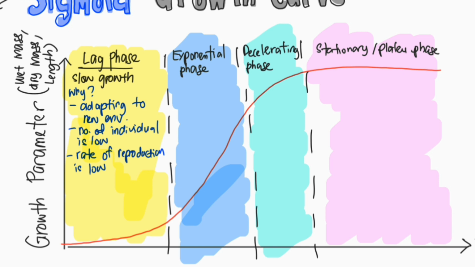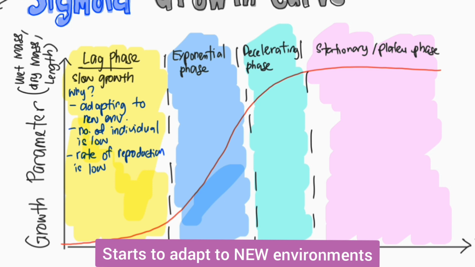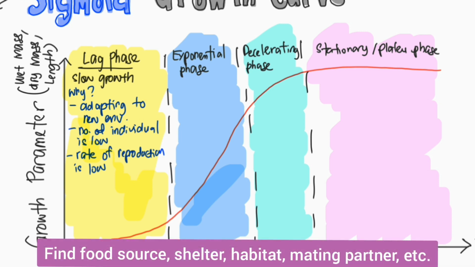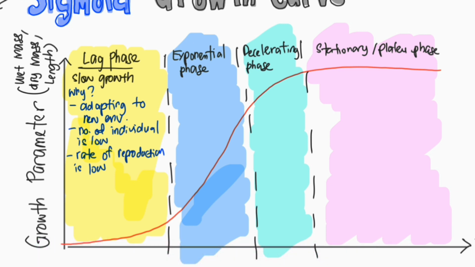So the first one is organism tu baru starts to adapt to the new environment. So kalau dia baru nak adapt, organism tu baru nak try to familiarize with the new environment. For example, dia baru nak cari tempat untuk hidup, cari tempat yang dia boleh dapatkan makanan, and then cari tempat untuk to become its shelter, perlindungan. So itu adalah untuk adapting to the new environment.